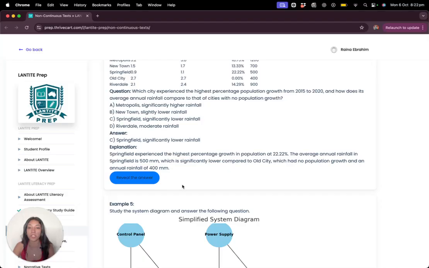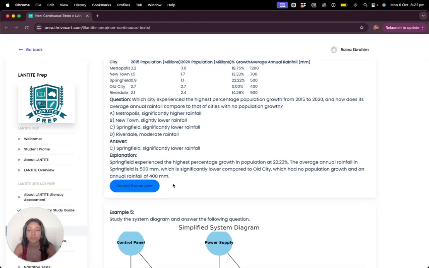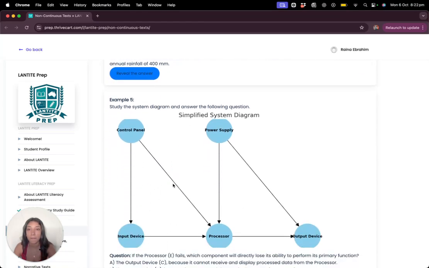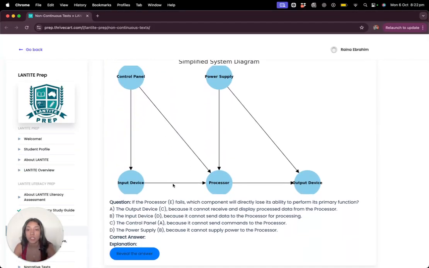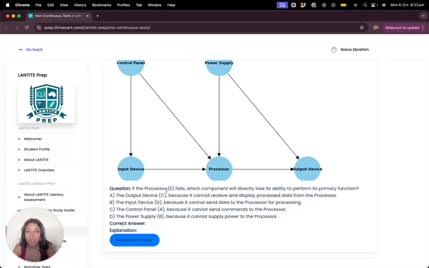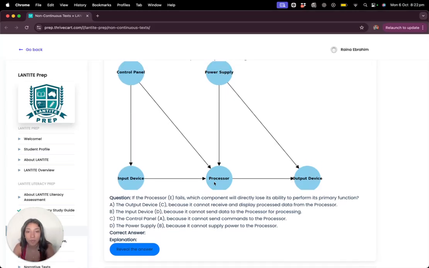Yep, so Springfield experienced the highest percentage growth in population at 22.22%. The annual rainfall in Springfield is 500 millimeters, which is significantly lower compared to Old City, which had no population growth and an annual rainfall of 400 millimeters. So I was just looking for the best comparison. All right, let's move to the next question. Study the system diagram and answer the following question. If the processor E fails, which component will directly lose its ability to perform its primary function?